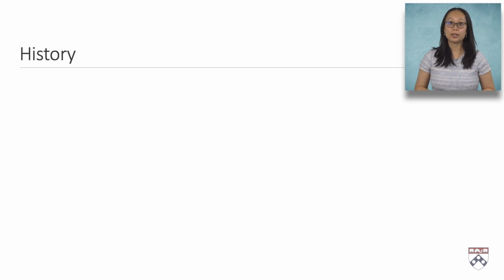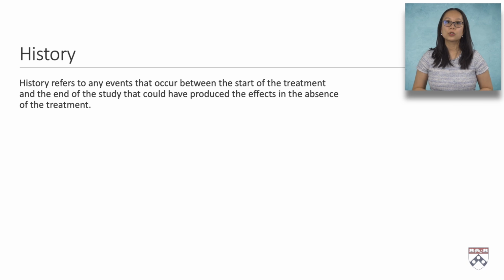Another threat to internal validity is referred to as history, where this refers to events that occur between the start of the treatment and the end of the study that could have produced the effects in the absence of the treatment. So for example, in the same study on the interactive tutoring system, suppose that students using the app also received tutoring from family members during the study. And here, the problem is that the effects of the app cannot be fully isolated, as it is confounded, or mixed or confused, with the effects of the additional tutoring from family members.